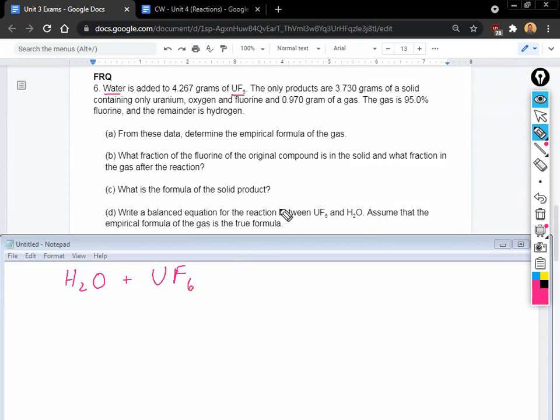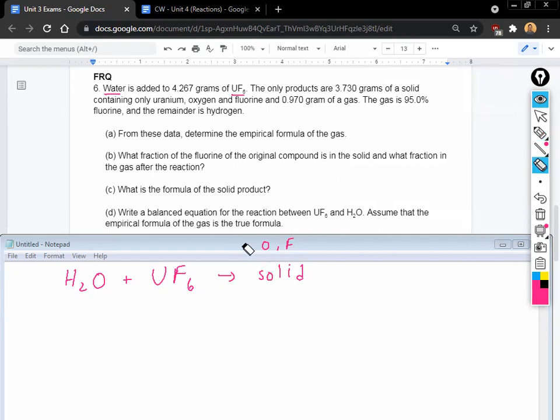Okay, and then it tells you that the only things that are made are a solid that contains uranium, oxygen, and fluorine. So for now, I'm just gonna write solid. We know that it's made out of uranium, oxygen, and fluorine, but we don't know how many moles of uranium, oxygen, and fluorine. So we don't know the numbers that go down here.